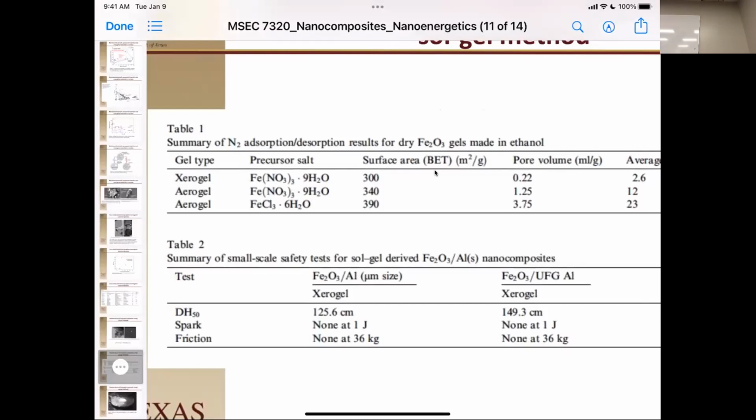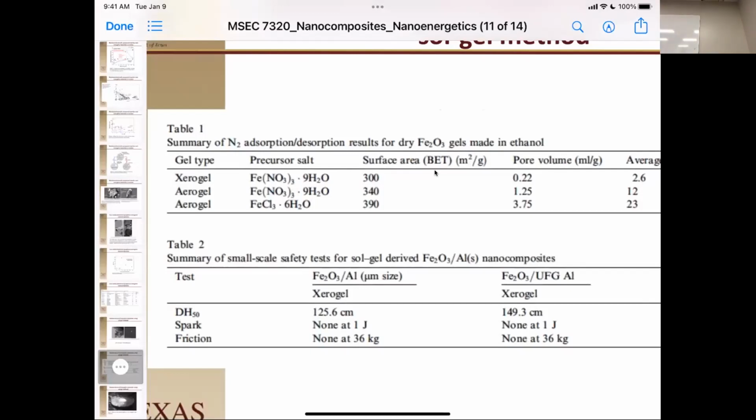Okay, spark does not set it off up to 1 joule, which is actually a very energetic spark. And friction does not set it off at 36 weight. So you put a 36 kilogram weight and then you pull your material underneath it and you can get tribological detonation. So they pass all of these safety tests by turning it into this aerogel.